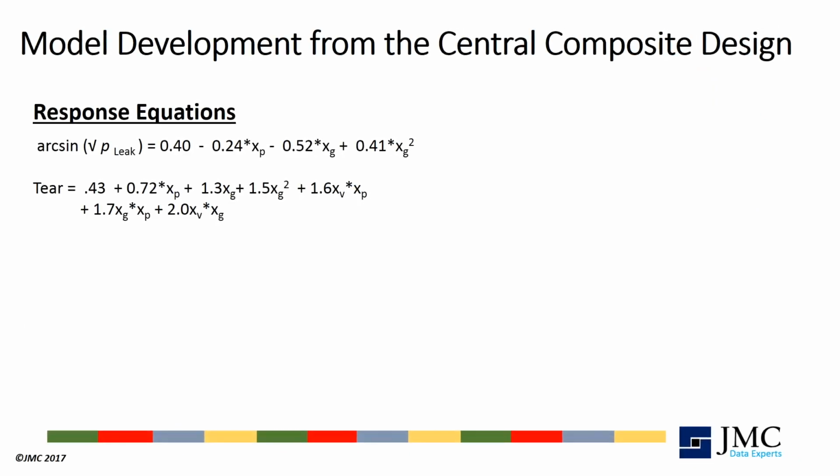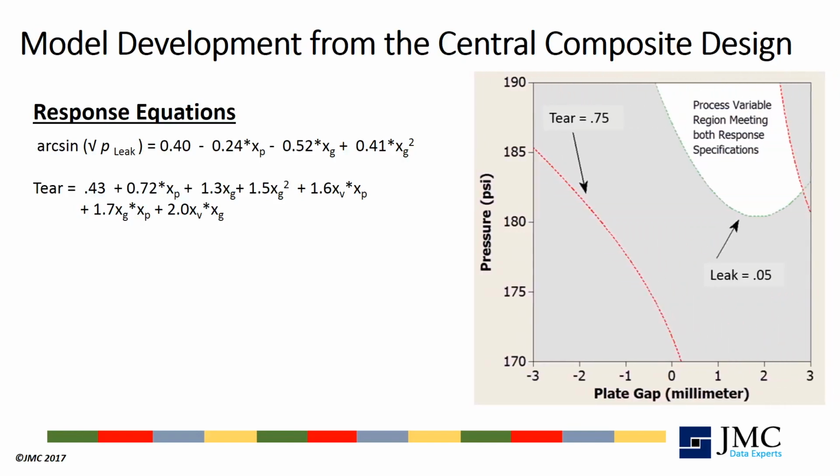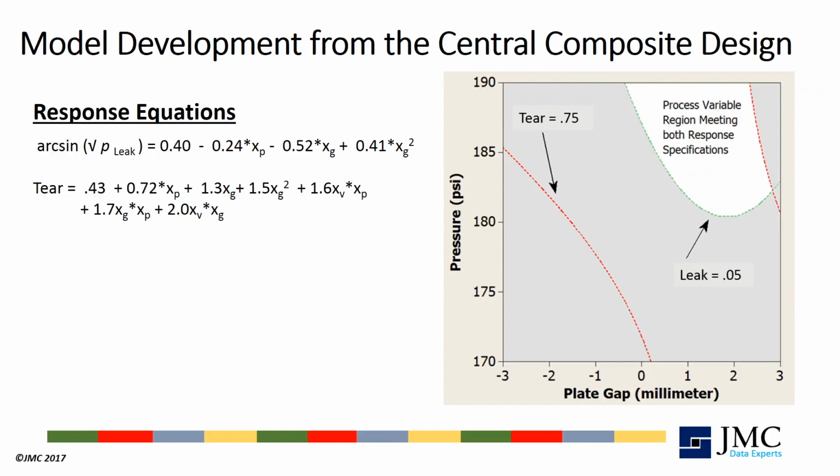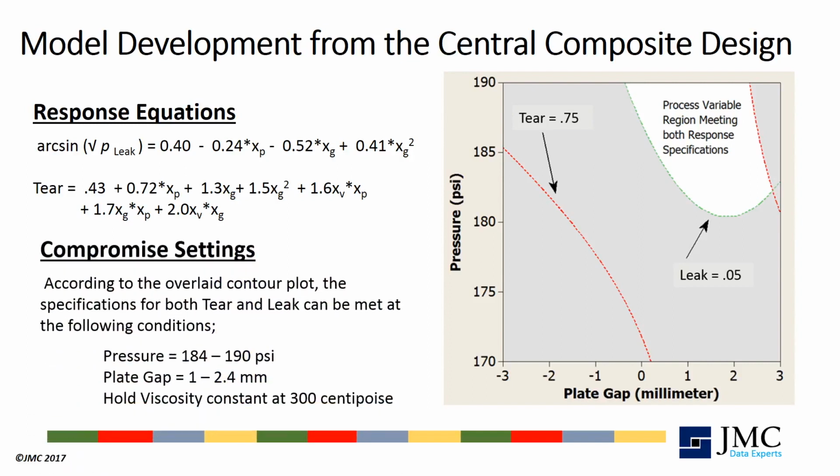Analysis of the experiment results led to an equation for each response as a function of the process variables. Noting that the responses showed the least sensitivity to plastic viscosity, viscosity was held constant at its low setting, and the resulting equations were then visualized simultaneously with the overlaid contour plot. The plot shows that the variable space where both defects are minimized is pressure between 184 and 190 psi, and plate gap between 1 and 2.4 millimeters.